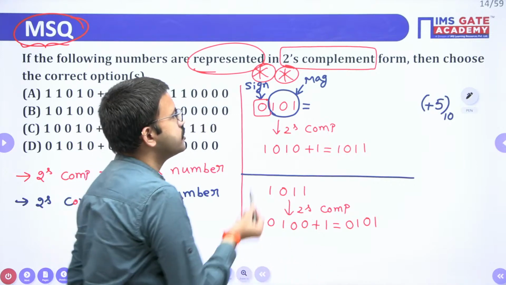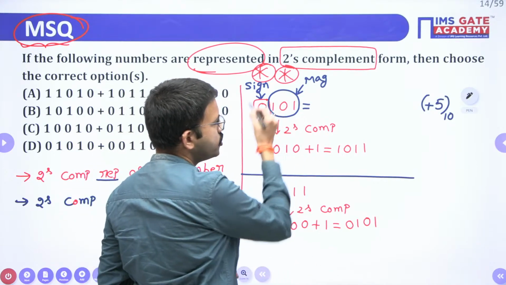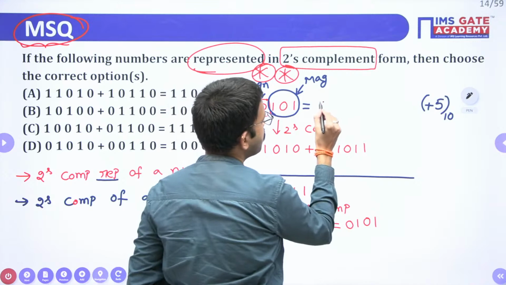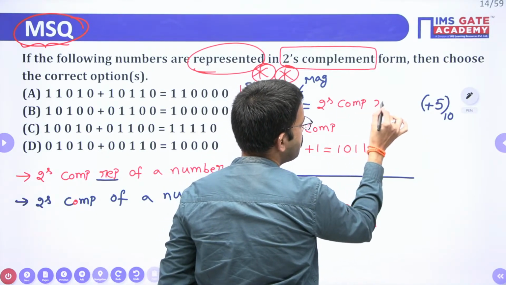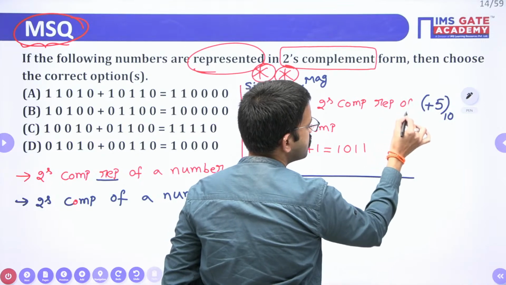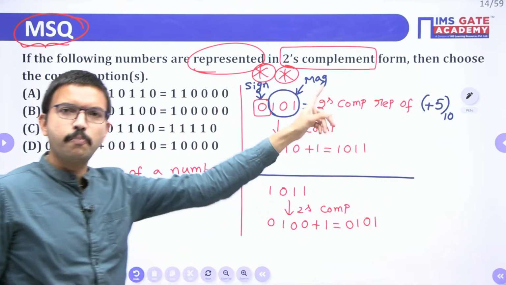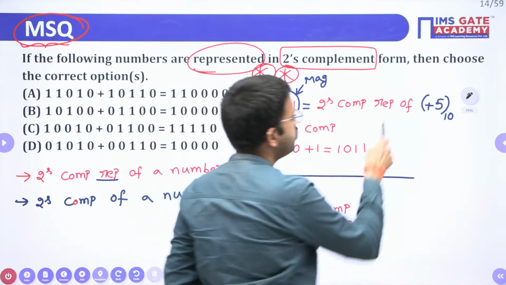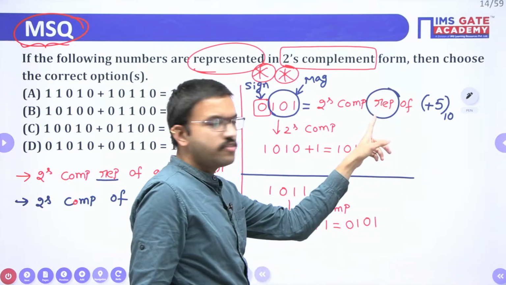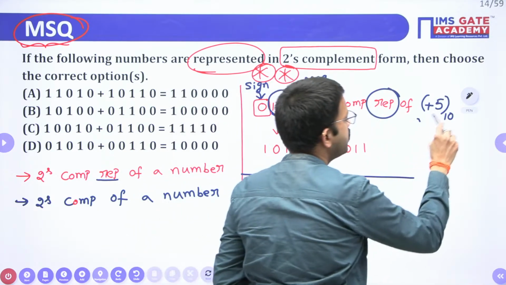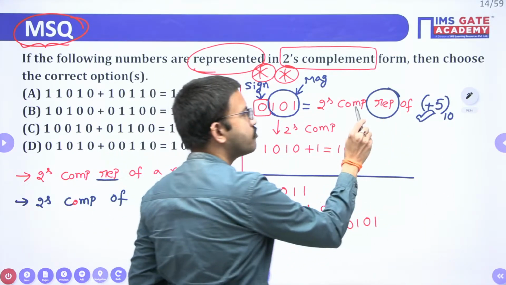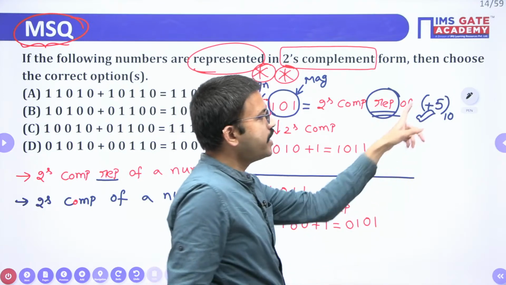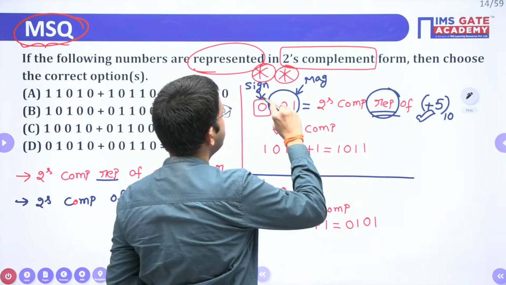That means you can say this 0, 1, 0, 1 is nothing but the 2's complement representation of plus 5, right? So just carefully observe this word. Here you have the word representation and here you have the positive sign. So whenever the word representation is there and the number is positive, the sign bit should be 0.